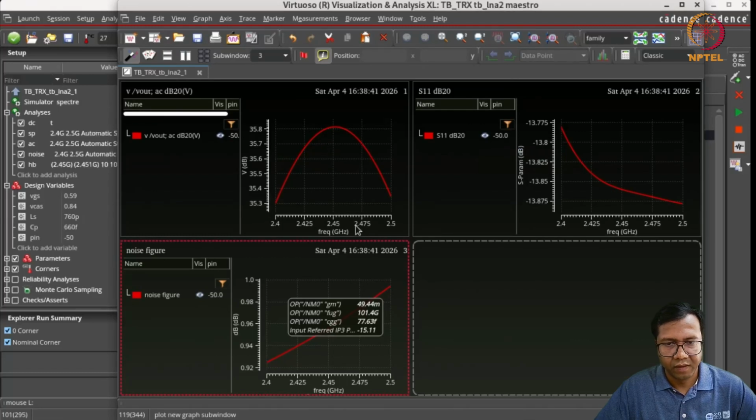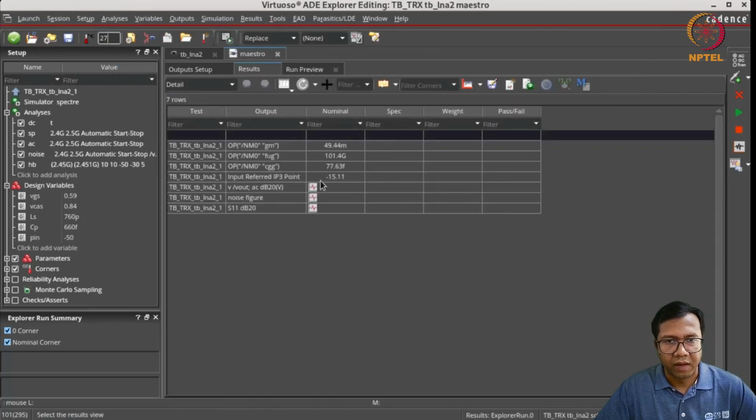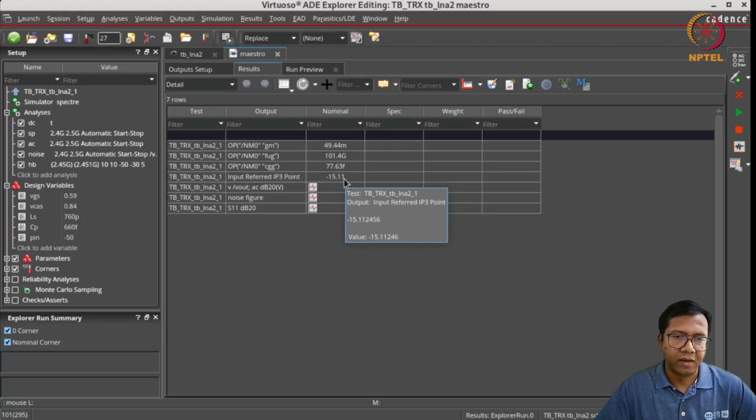So now we can see that we are getting a gain of 35.8 dB while having a matching better than minus 10 dB and noise figure which is close to 1 dB. And while doing so, the IIP3 is coming out to be minus 15 dBm. So all these specs are very desirable, and other than the minus 9 dBm IIP3, which is needed for the maximum input power specification, we are meeting all the other specs.